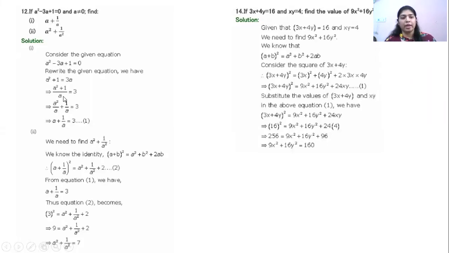a²/a + 1/a equals 3. We can cancel one a with this one. So we are left only with a + 1/a equals 3. This is the solution of our first part: a + 1/a equals 3. Now we have to evaluate a² + 1/a². So just square it. We all know the identity that (a + 1/a)² gives you a² + 1/a² + 2. We all know this identity.